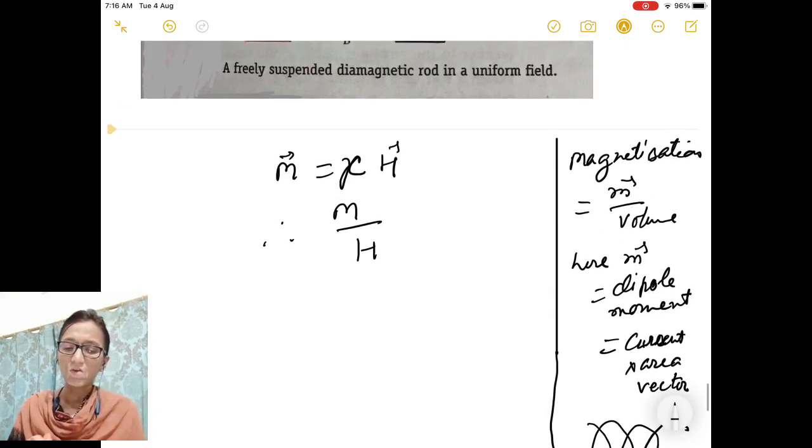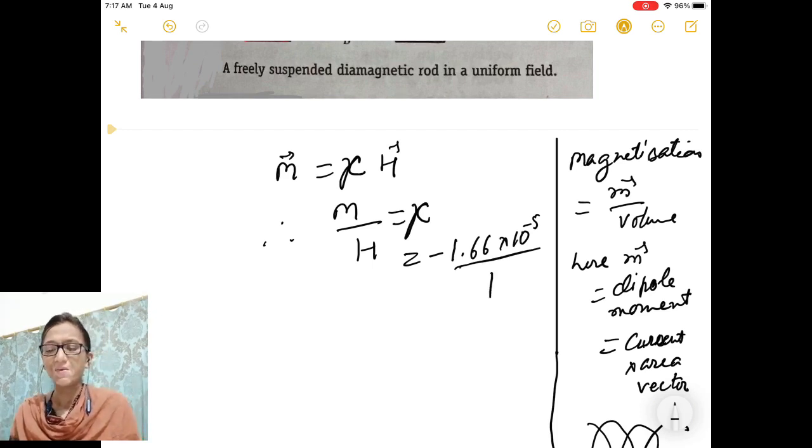Now let me come to the topic. So for a given substance, for bismuth, susceptibility is given as minus 1.66 into 10 to the power minus 5. And you may divide it by 1 also. There will be no change. And it is a dimensionless, unitless quantity, because magnetization has the same unit as magnetic intensity. So the unit is cancelled.